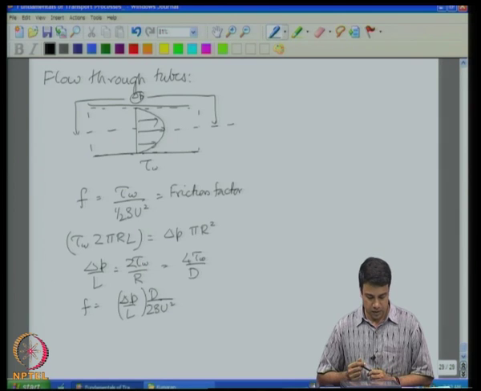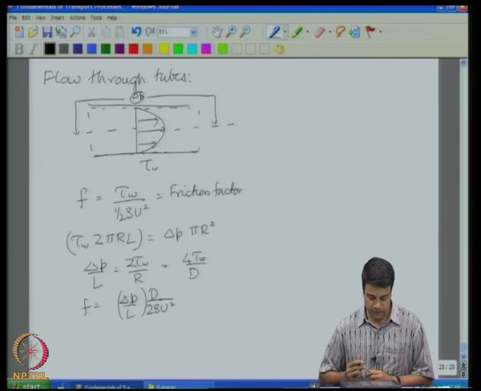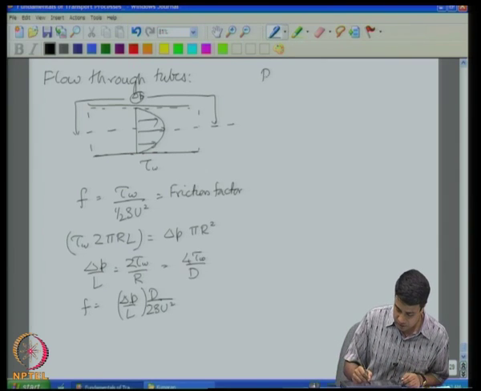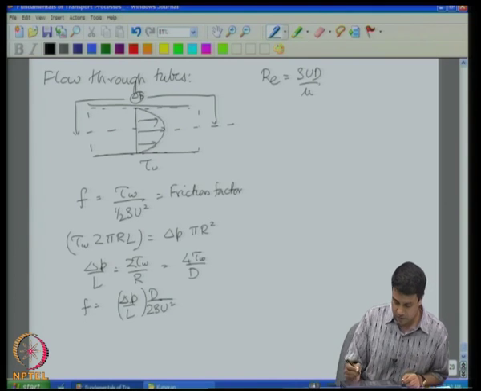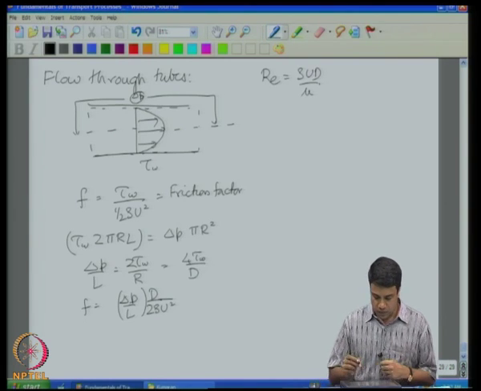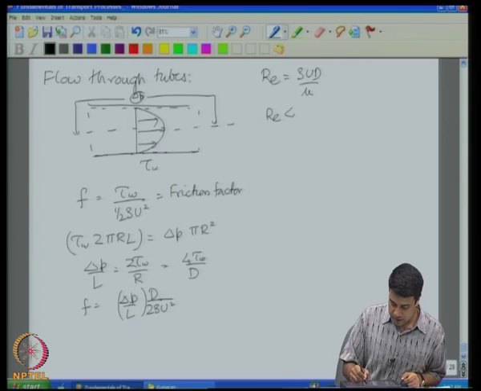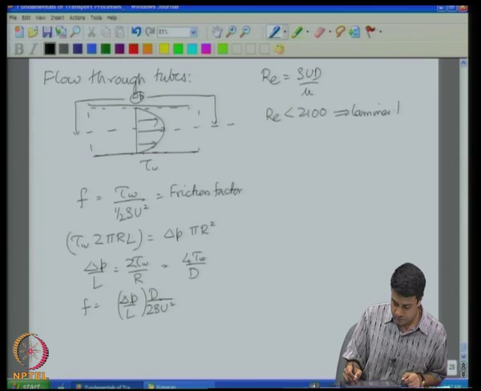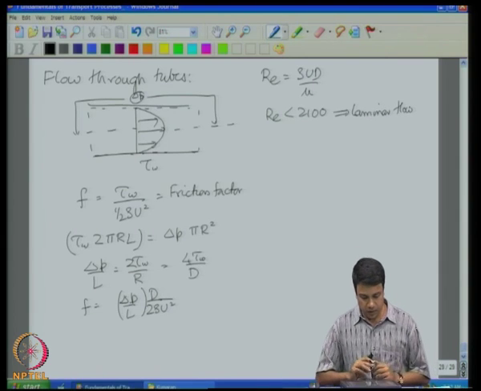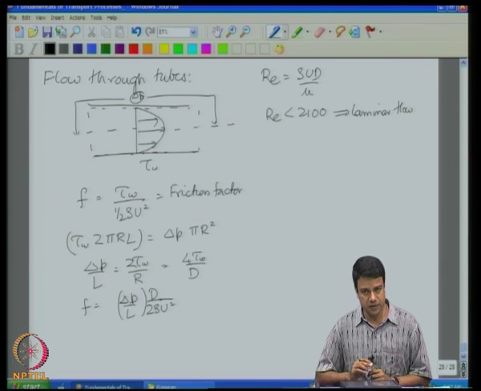Okay. There are two limits. One is the limit of very low inertia, and the other is the limit of very low viscosity. The ratio of inertia and viscosity is the Reynolds number. Re is equal to rho u d by mu. When this Re is less than 2100, the flow is in the laminar regime. Okay, that means there is a balance between the viscous stresses in the fluid and the applied pressure gradient.